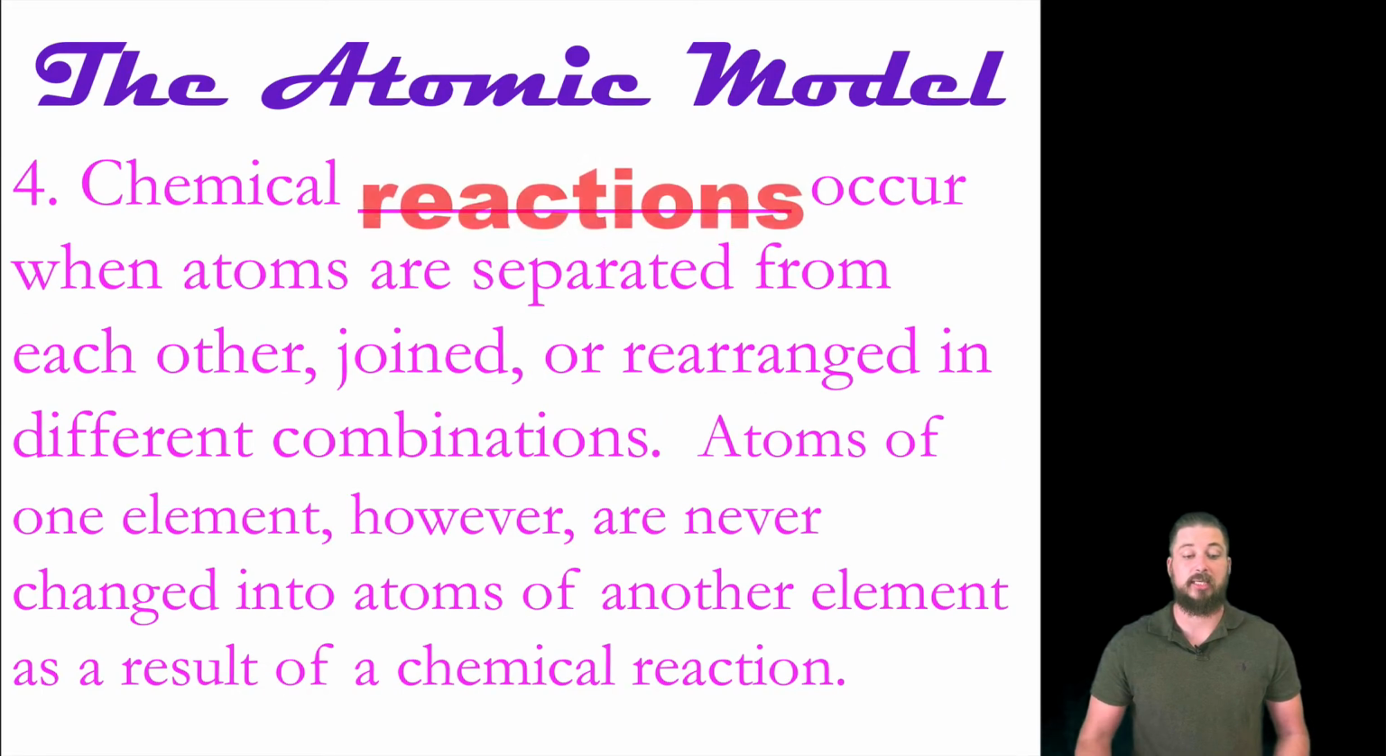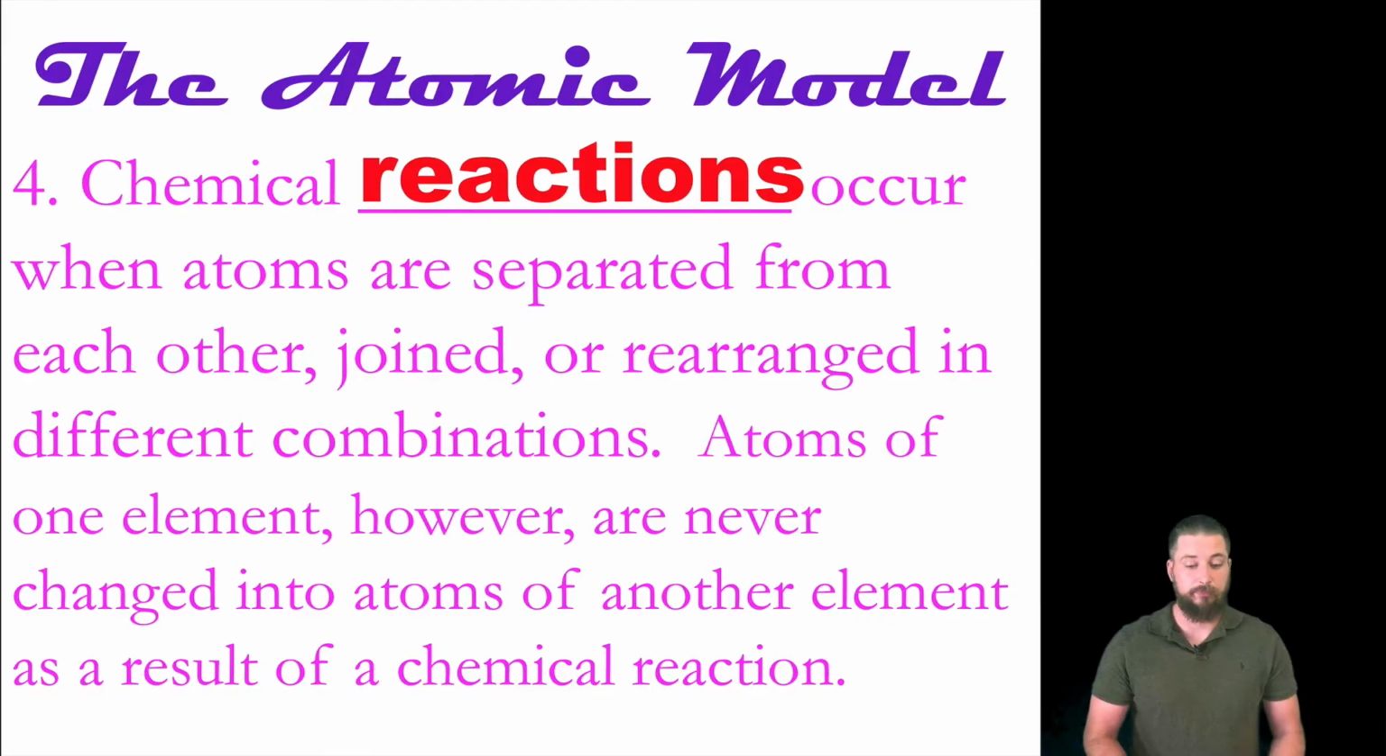The next thing is that chemical reactions occur when atoms are separated from each other, rearranged, and then they come back together and form different bonds. And so during a chemical reaction, atoms of one element will never change into another element. Essentially what this is saying is if we start with carbon and oxygen, for example, and a chemical reaction occurs, we're going to end with carbon and oxygen. Those atoms can't become a different element in a chemical reaction. We're going to learn about that later when we learn about chemical reactions.